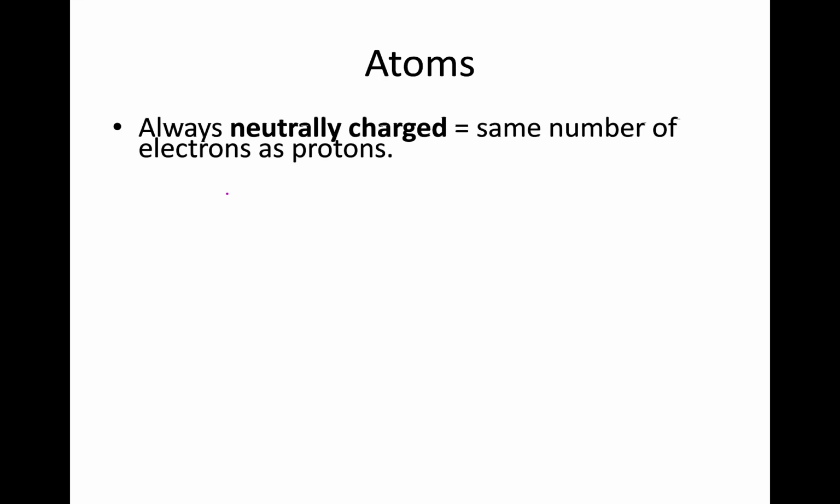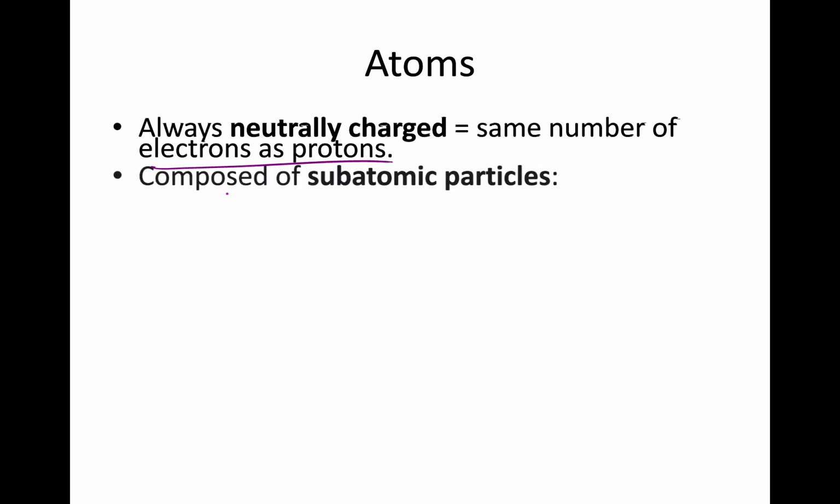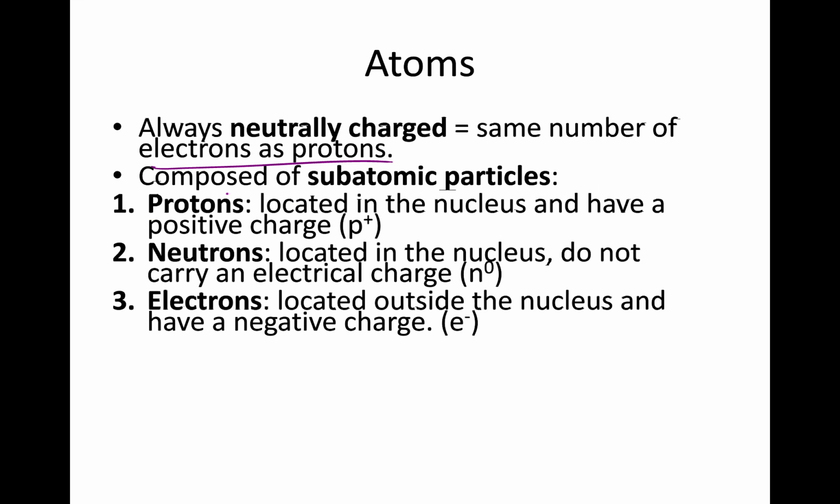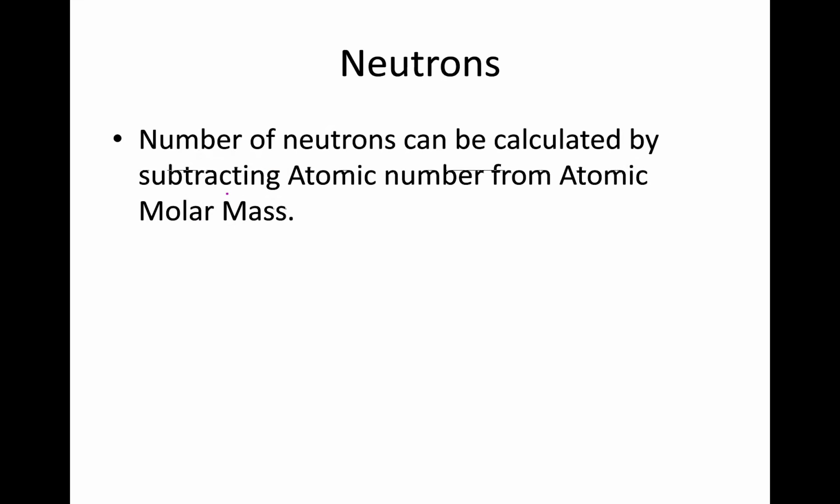Now, looking at atoms, talking about this already, if you are neutrally charged, meaning you have no charge, you have the same number of protons as you do electrons, because they essentially cancel each other out. When you say that it's composed of subatomic particles, that's when we're talking about the protons, the neutrons, and the electrons. So protons are in the nucleus, they are positive. Neutrons are in the nucleus, they have no charge, and electrons are on the outside, and they have that negative charge. Neutrons can be calculated between the atomic number and atomic mass, both of which are in the data booklet.